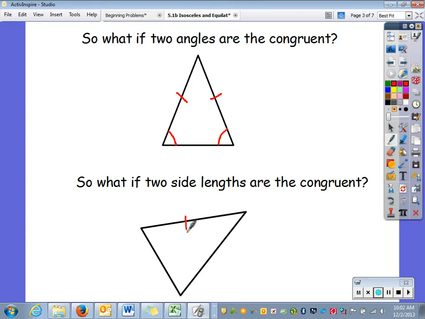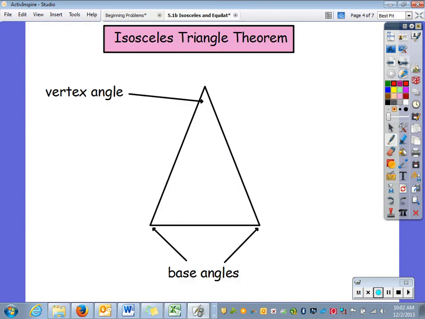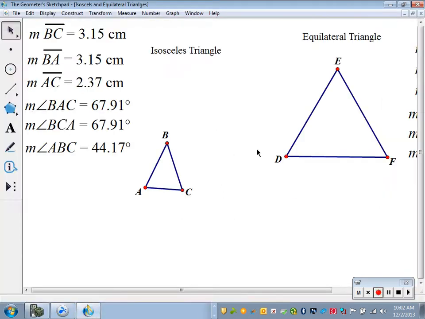And what if I have two sides the same? Well, that means the two opposite angles also have to be the same. Notice both of these are isosceles triangles. Let me show you a sketch pad, just to convince you. Right here I have an isosceles triangle. This length and this length, BC and BA, are the same. And notice, when I do that, angle BAC and angle BCA are also congruent.